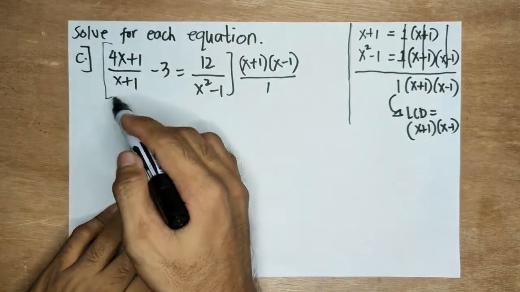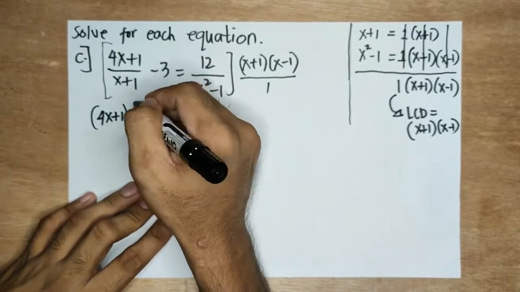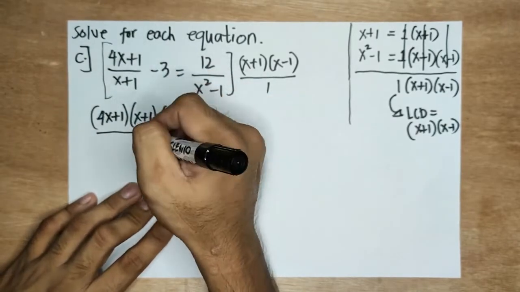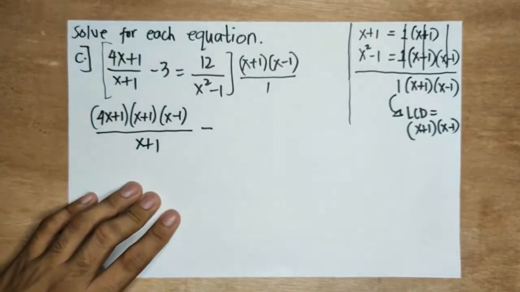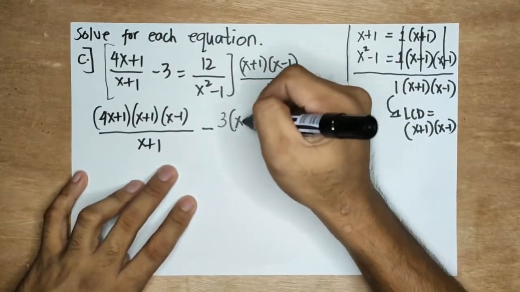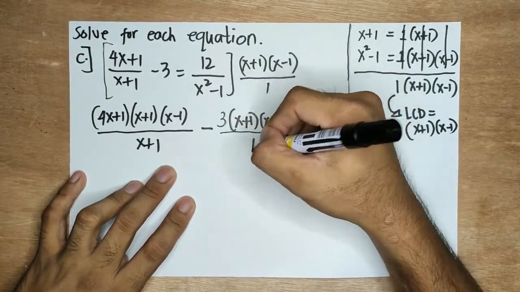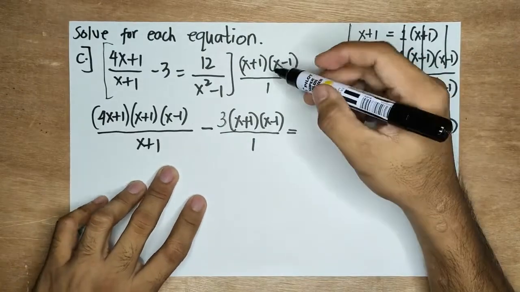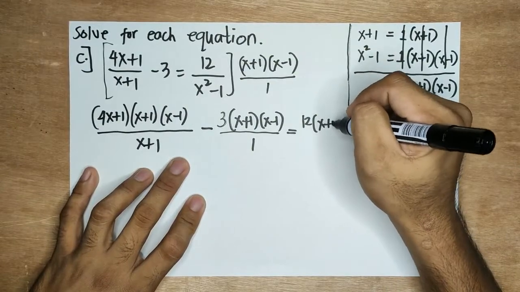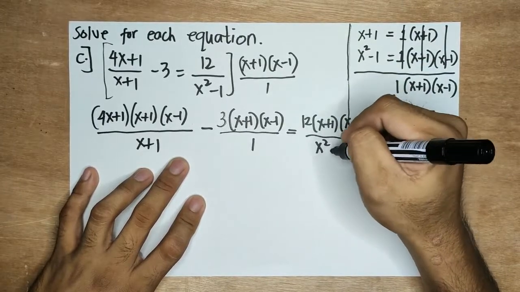So, the LCD times this term, we have, placing them side by side first, 4x plus 1, then x plus 1, then x minus 1, all over, we simply copy x plus 1, minus 3 times the LCD, we have 3, and then x plus 1, x minus 1, all over 1. And then is equal to this term times the LCD. We have 12 times x plus 1, and then x minus 1 all over x squared minus 1.